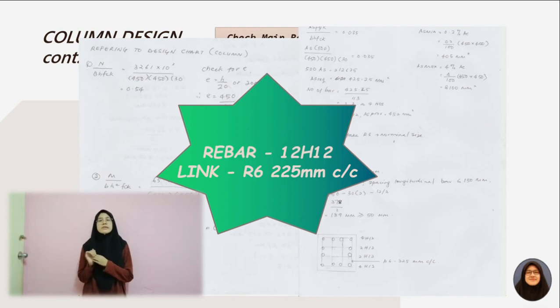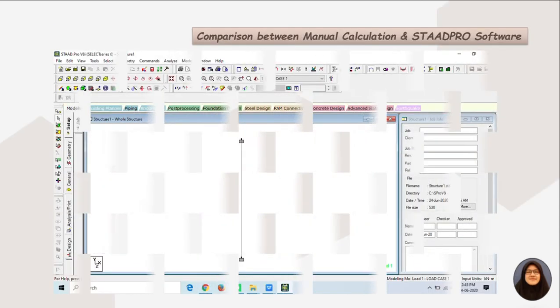In detailing requirements, we need to find the number of bars and also the size of reinforcement that is suitable for the size of the column. In this project, we use H12, which is mild steel, 12 millimeters in diameter, as the reinforcement, and also R6 for the links.